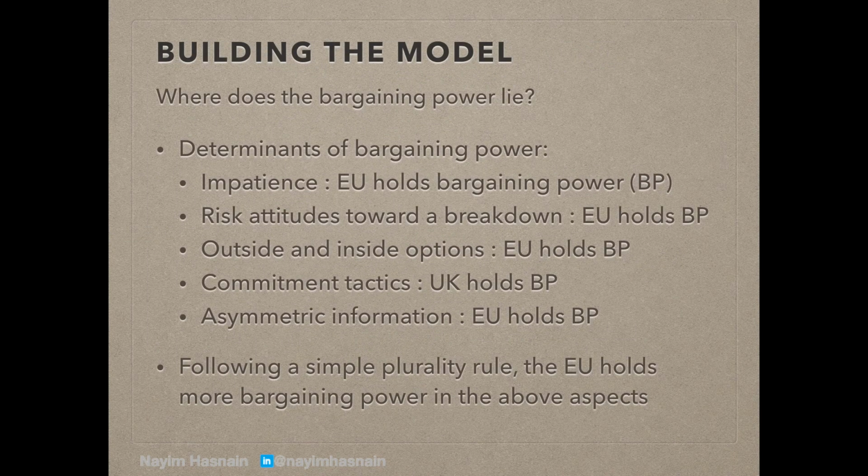So we've looked at impatience, and risk attitudes. The UK is more risk averse. It wants to strike a deal ASAP to avoid breakdown. EU holds bargaining power. In terms of outside options, the no deal doesn't affect the EU as much as it does the UK. Thus, EU holds bargaining power. In terms of inside options, a longer negotiation process means the UK is still trading and committing, so the EU holds bargaining power. Commitment tactics.